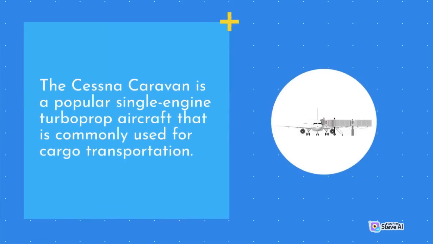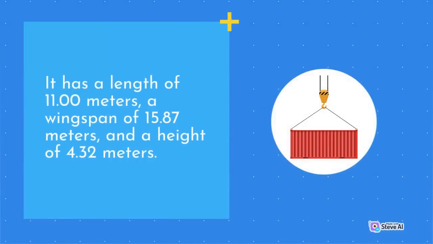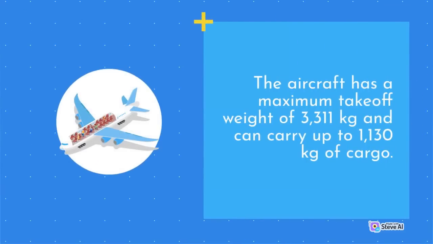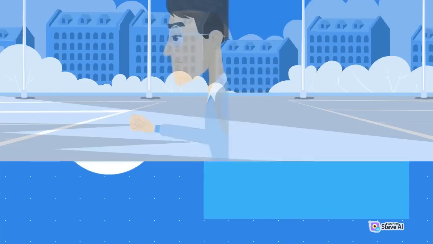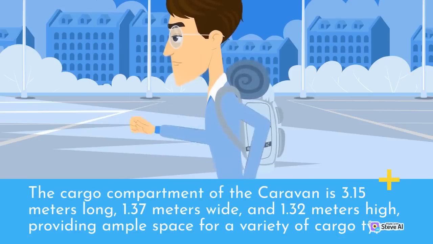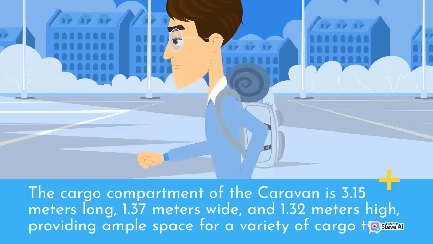The Cessna Caravan is a popular single-engine turboprop aircraft that is commonly used for cargo transportation. It has a length of 11.00 meters, a wingspan of 15.87 meters, and a height of 4.32 meters. The aircraft has a maximum takeoff weight of 3,311 kilograms and can carry up to 1,130 kilograms of cargo. The cargo compartment of the Caravan is 3.15 meters long, 1.37 meters wide, and 1.32 meters high, providing ample space for a variety of cargo types.